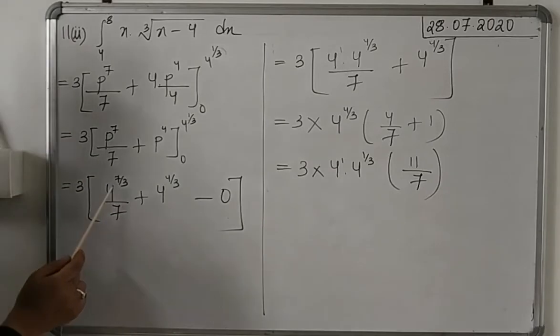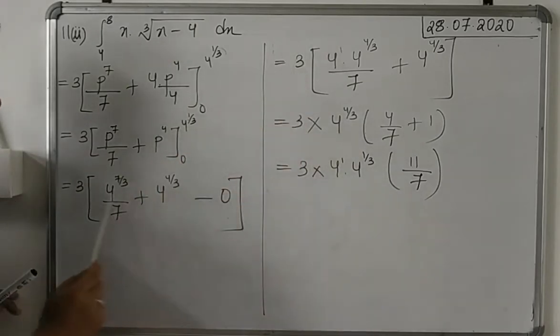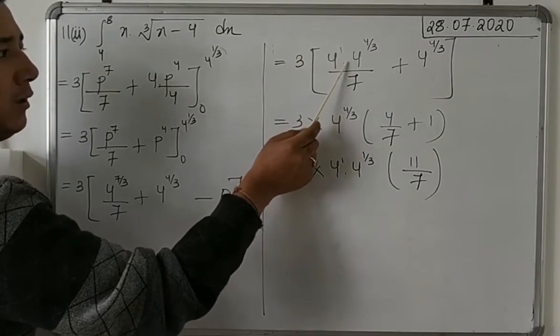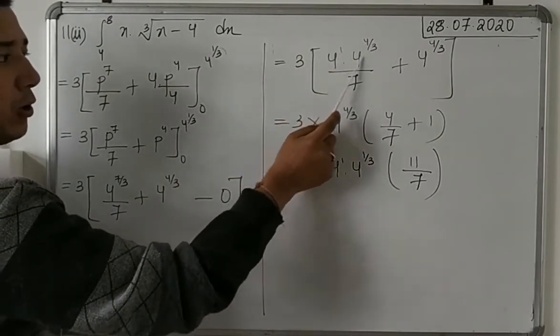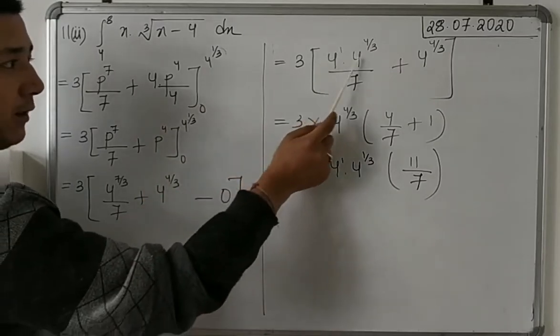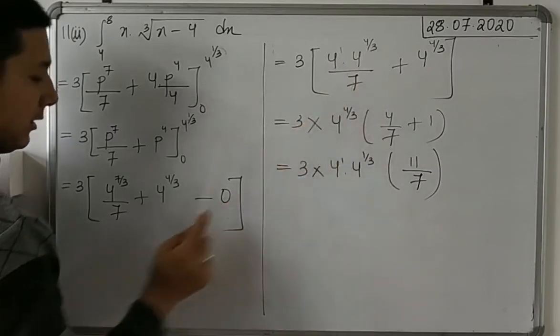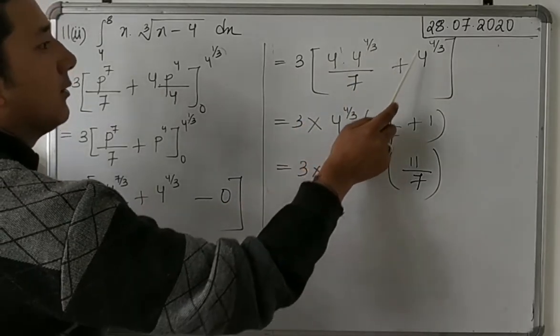Okay, now this 4 to the power 7 by 3 I can break it in this way. Can I write 4 to the power 7 by 3 as 4 to the power 1 into 4 to the power 4 by 3? This is the product law. I can break the power in this way. In multiplication, the power gets added. 1 plus 4 by 3 is 7 by 3. Okay, you can take the LCM also. And plus 4 to the power 4 by 3.